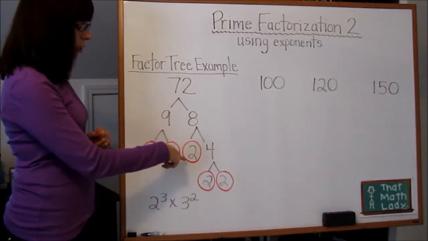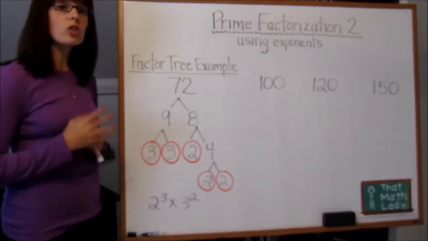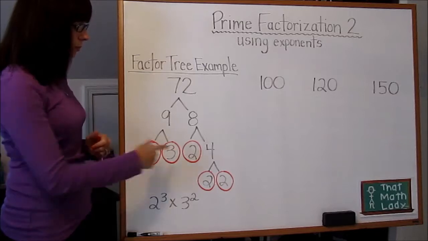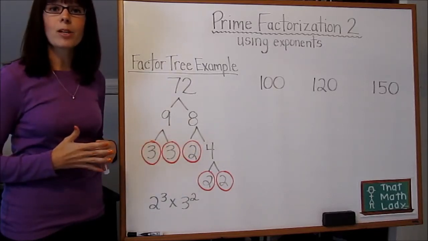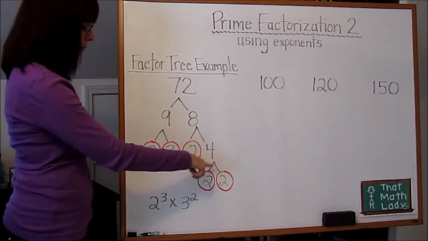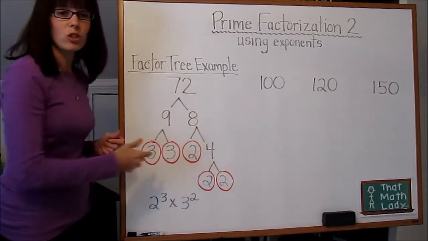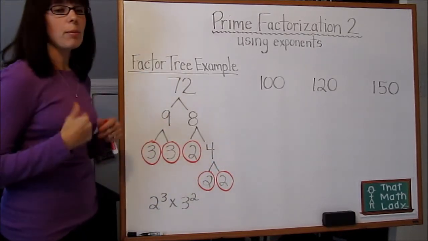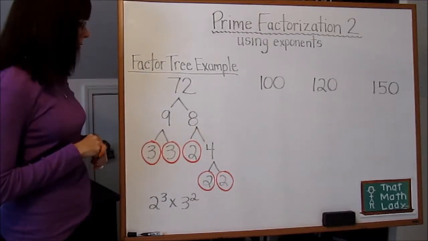We broke 8 down into 2 times 4. 2 is a prime number as well, and so I circled the number 2. However, 4 is a composite number, so we break that down another step and we go to 2 and 2, the factors of 4. And since 2 is a prime number, I've circled both of those.